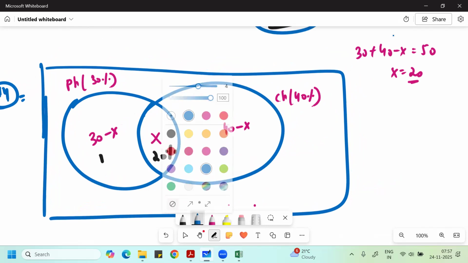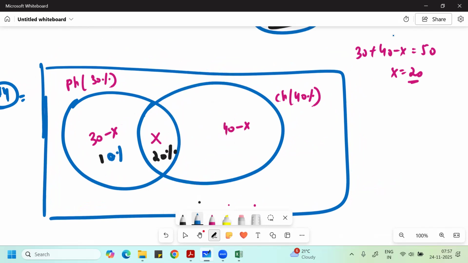10% failed only in physics, and 20% failed only in chemistry. And then 50% failed in any of the subject. So it means 50% of people failed in at least one of the subjects.